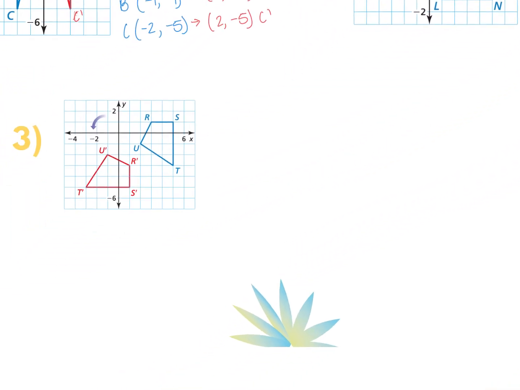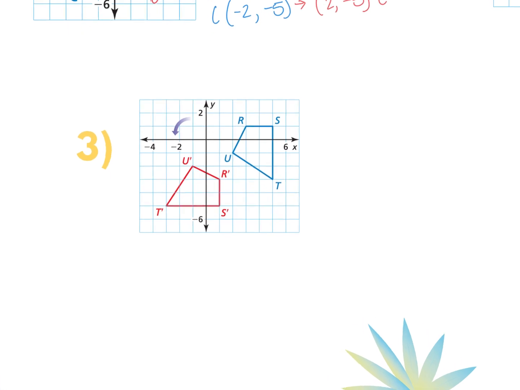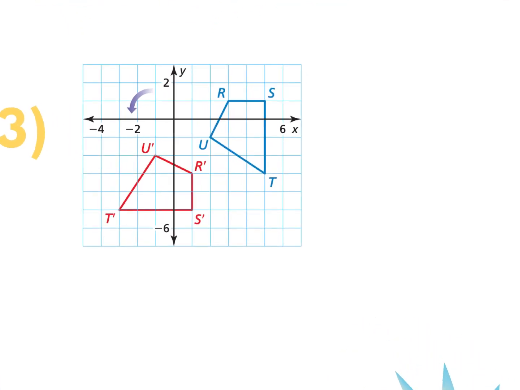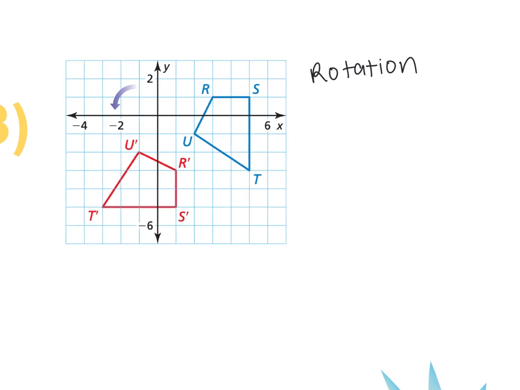All right, and looking at the last one, what should the last one be? What is the last one going to be? Obviously, it's not a reflection. It's not a translation. So it has to be rotation. All right, now we need to figure out what kind of rotation this is. We need to figure out how many degrees I am rotating.